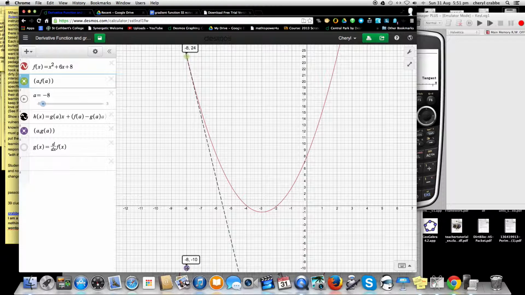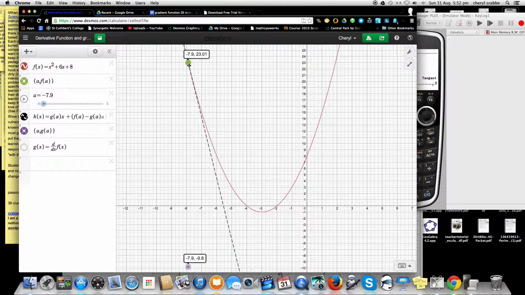Now you look down here, there's a point that says negative 8 and negative 10. That negative 10 is actually the reflection of the gradient of that tangent line. The gradient is negative, and it's negative 10 in this case. And so the actual gradient function starts to be drawn from this position here.